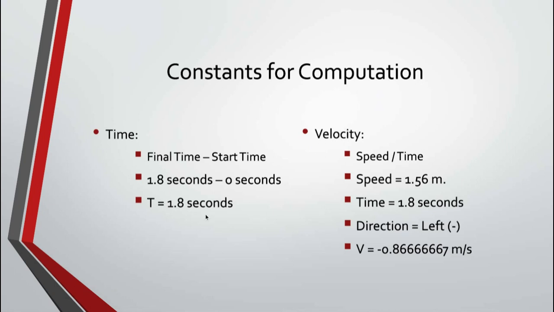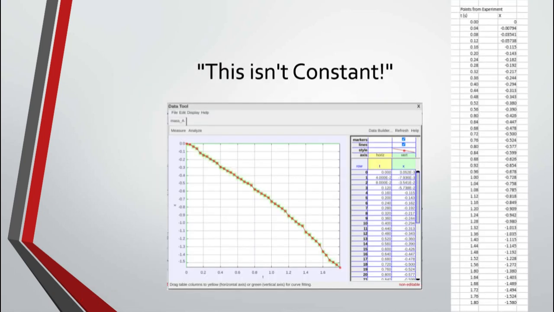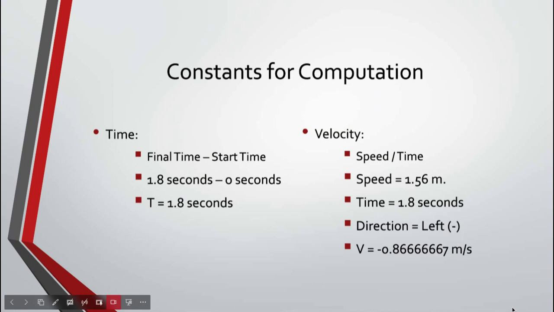For velocity, it can be found as speed over time. If we go for the final speed, you can see that it is 1.56. And time was 1.8 as earlier established. And because the direction is leftwards, the final velocity is negative 0.86 meters per second. But why is it negative?